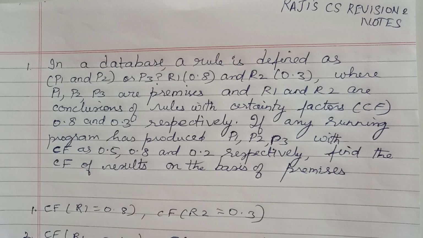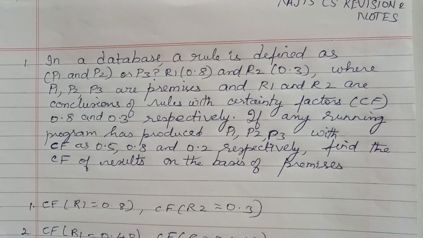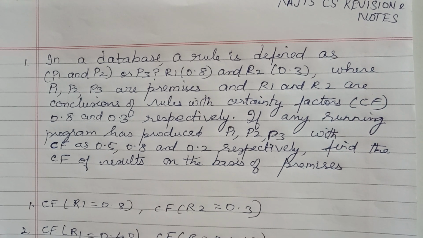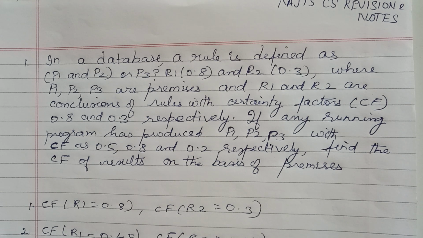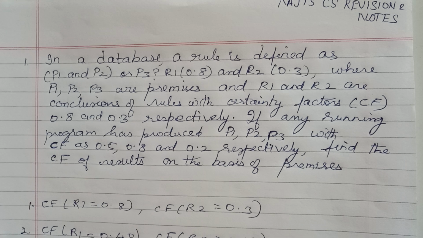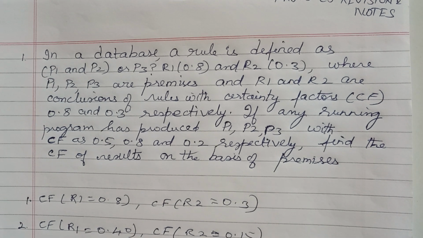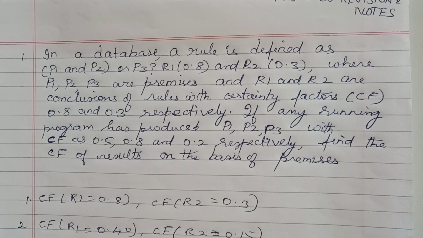Today we will solve a problem from AI. The question is: in a database, a rule is defined as P1 and P2 or P3 implies R1 (0.8) and R2 (0.3), where P1, P2, P3 are premises and R1, R2 are conclusions of rules, with certainty factors as 0.8 and 0.3 respectively.